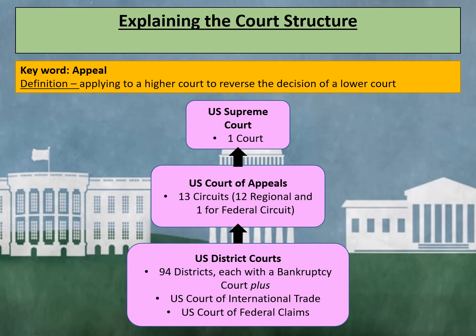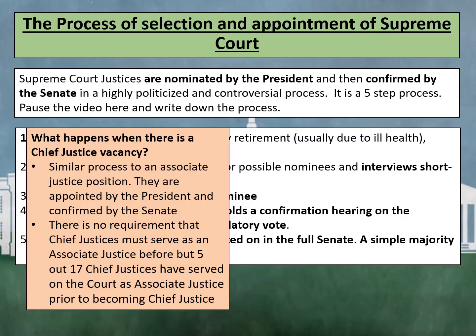It can consider laws passed by Congress or state legislators and rule on whether they are constitutional or not. It can also declare actions of the executive unconstitutional. This is the process of judicial review, but I will go into this in more depth later on.